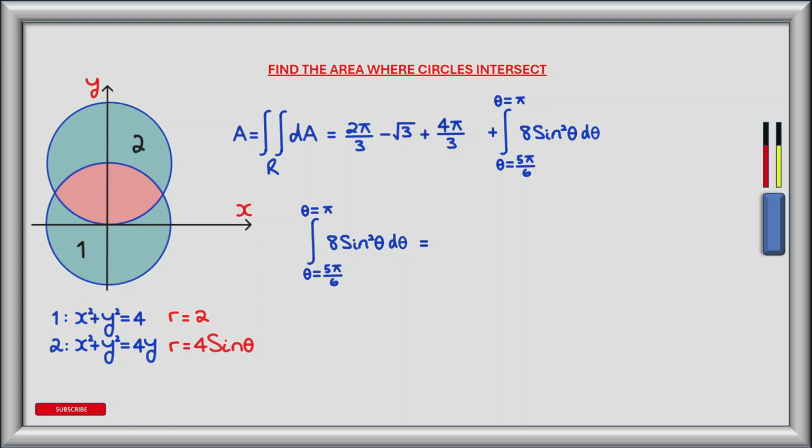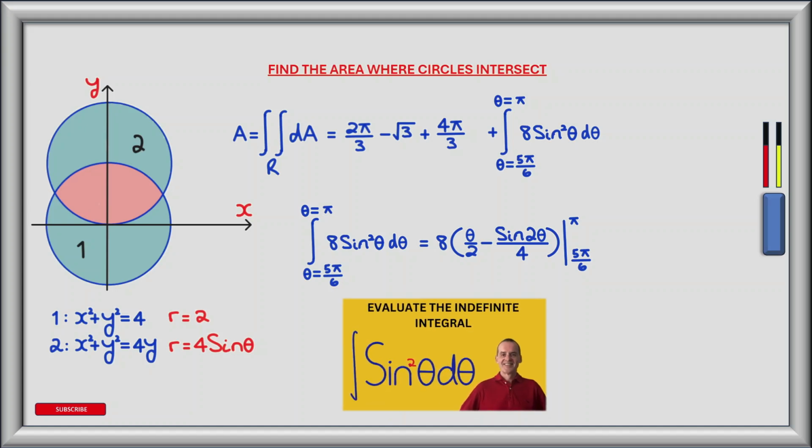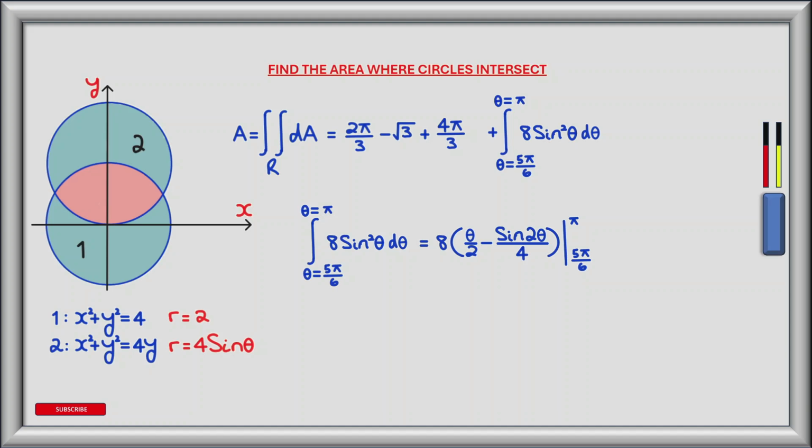And for the last outer integral, we want to integrate between theta equals 5 pi by 6 and theta equals pi, 8 sine squared theta d theta. And the antiderivative of this is 8 into the bracket of theta divided by 2 minus sine 2 theta divided by 4, which we need to evaluate between 5 pi by 6 and pi. If you're wondering how I evaluated the integral of sine squared theta, please watch this video I made for a step-by-step solution. And plugging in these values for theta gives 2 pi by 3 minus the square root of 3.